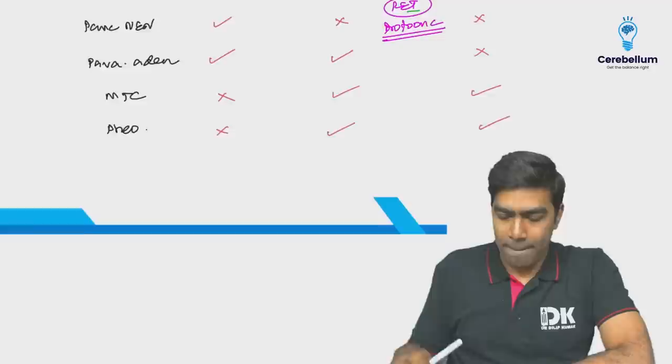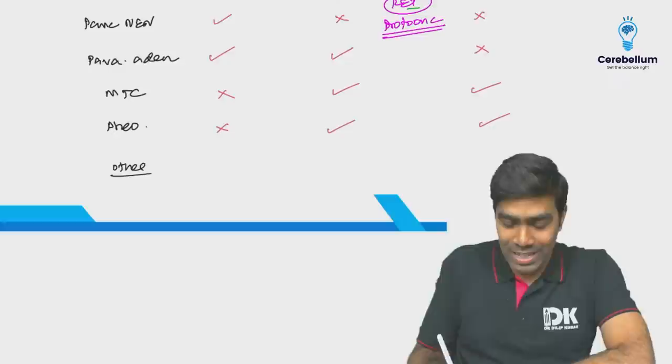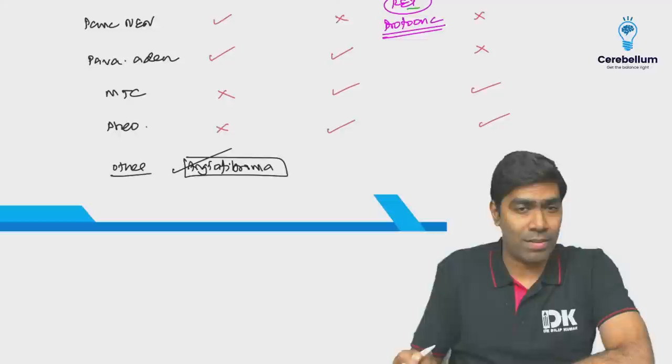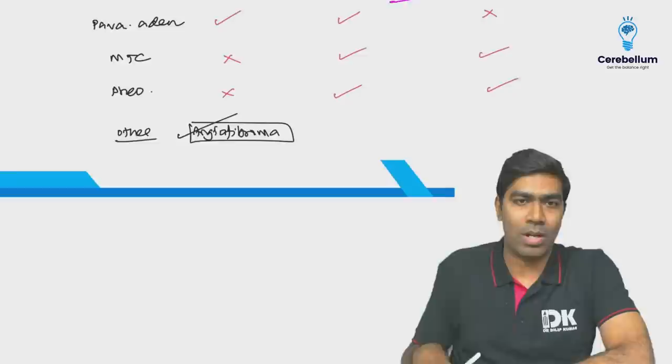Now, what are the other features? MEN1 also tends to produce angiofibromas. In fact, one of the most common extra endocrine features of MEN1 is angiofibroma. The same adenoma sebaceum-like picture that you see in tuberous sclerosis can be seen in MEN1.